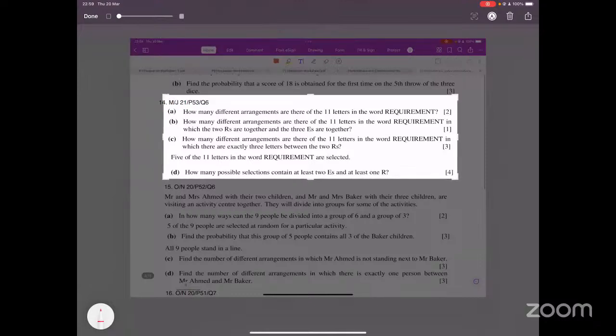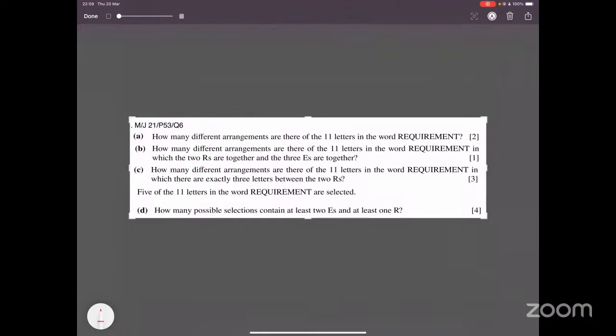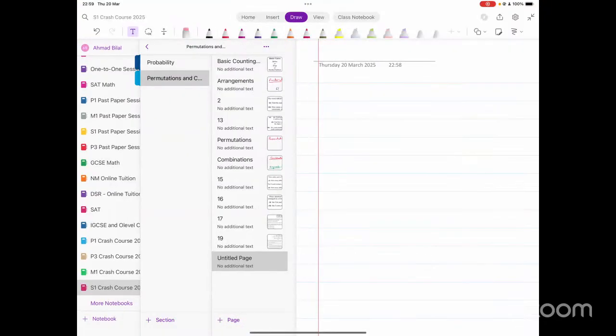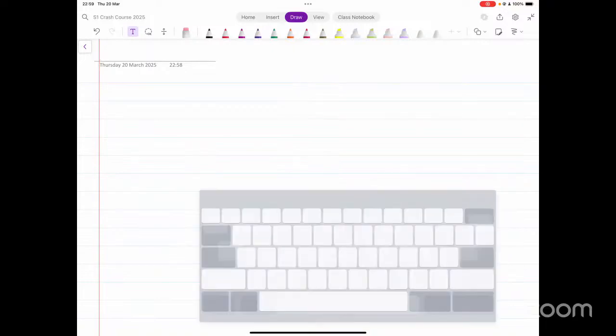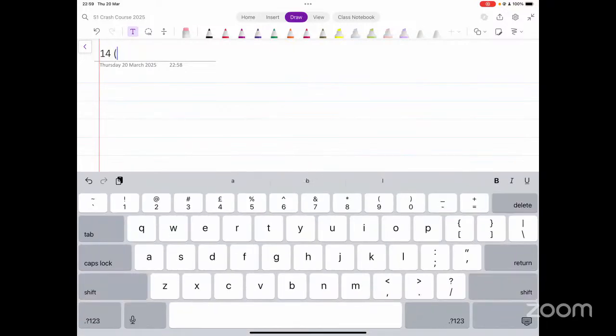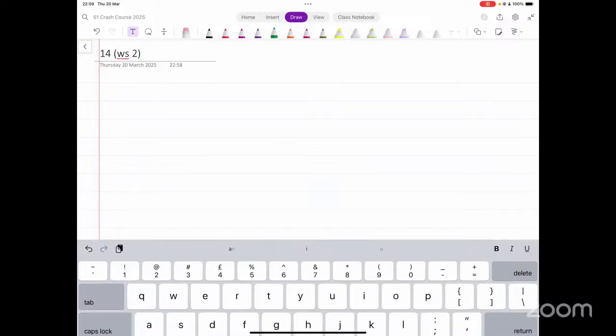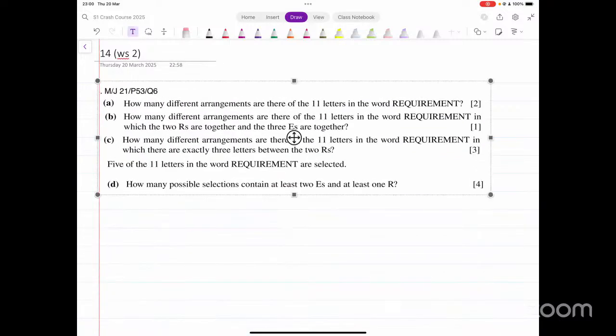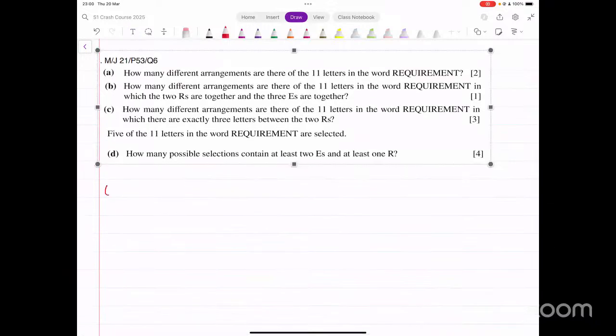Okay, question number 14. This is from May, June 21, paper 5, variant 3. Question number 6. Let's try this. Okay, so it says, how many different arrangements are there of 11 letters in the word requirement? Now, the first part is fairly straightforward. You have 11 letters in total. In how many ways can you arrange 11 letters? If there were no repetitions, you would say that's 11 factorial.